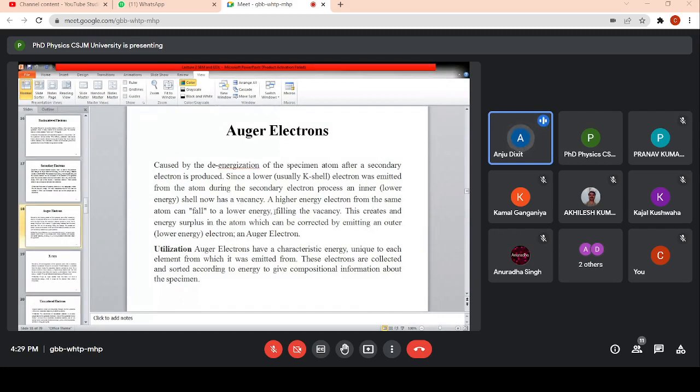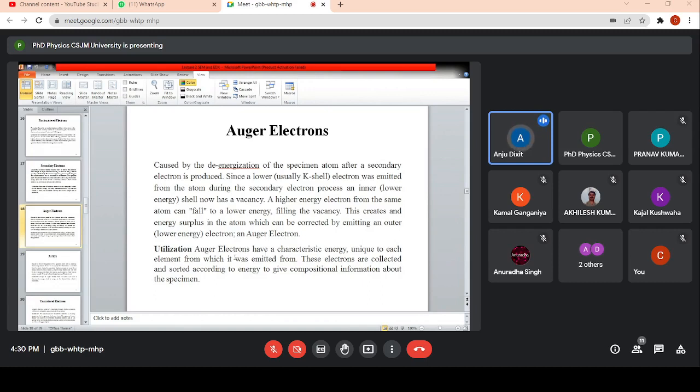A high energy electron from the same atom can fall to the lower energy. तो suppose K इलेक्ट्रॉन से एक इलेक्ट्रॉन L शेल में जाता है, सेम टाइम में L शेल से इलेक्ट्रॉन जो उसकी वैकेंसी शेल में क्रिएट हुई है उसको आके फिल कर लेता है. तो इस प्रोसेस के समय कुछ एनर्जी रिलीज होगी. This creates an energy surplus in the atom which can be corrected by emitting an outer electron, that is an Auger electron. तो जो इसमें एनर्जी एमिट होती है ये दूसरे आउटर इलेक्ट्रॉन को पास हो जाती है और वो वहां से स्केप कर जाता है, that is called an Auger electron.